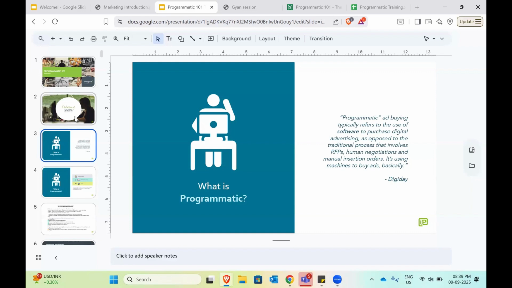Multiple channels are involved here. We have the SSP, the ad exchanges, and the DSP. So, bypassing everything, I don't need to reach out to anybody. I just need to set up my budget and set the campaign live. Programmatic directly bids, participating in the auction. If we are bidding higher, we win that impression and the ad will be served. This is what programmatic is.